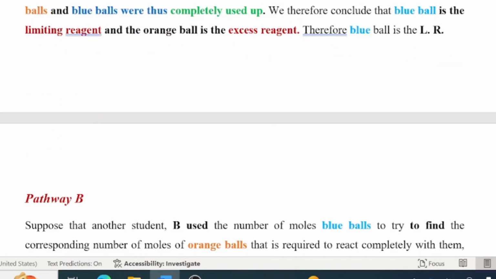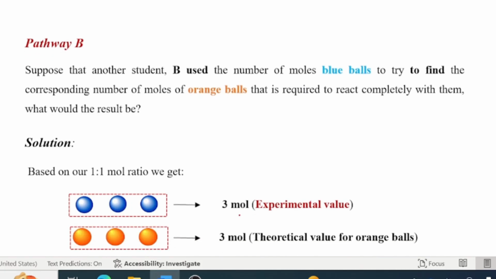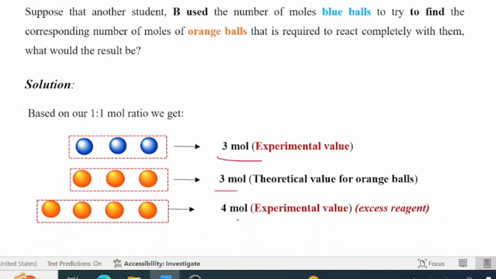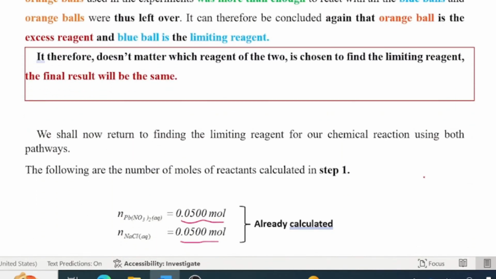Another student now might want to use blue balls to try to find how many orange balls are required. Here you have an experimental value for blue balls. In theory, you'll need 3 moles of that. Now, when you see what is used in the experiment, you'll find out that you're using an extra mole of orange balls, so you conclude that that guy is in excess. As long as this guy is in excess, this one here automatically becomes the limiting reagent. All right, let's go on and do a real problem. So you see, it doesn't matter which reagent was used first.